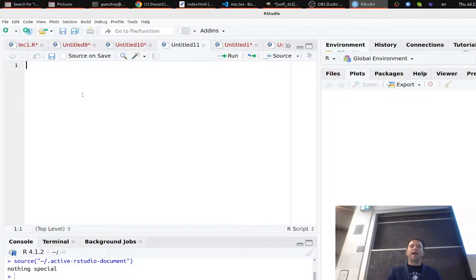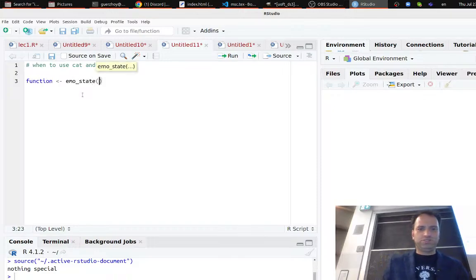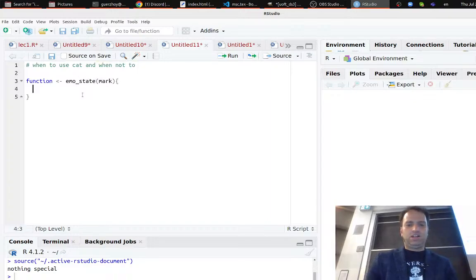Okay, all right, we're back. So I want to do kind of when to use cat, when not to. And I'll do another example along the way. So I'll do a function called emotional state, and that will depend on the mark. We already did an example like this, and you probably have some personal experience with that.